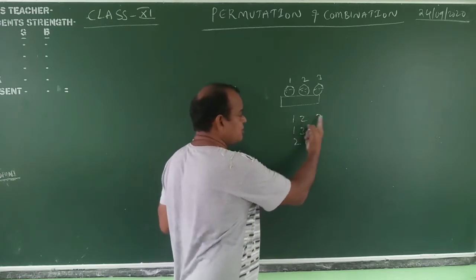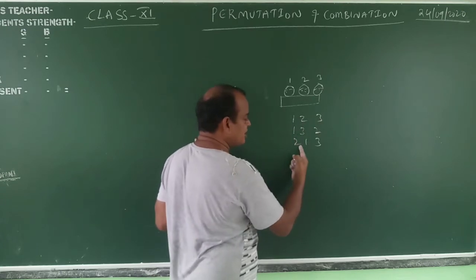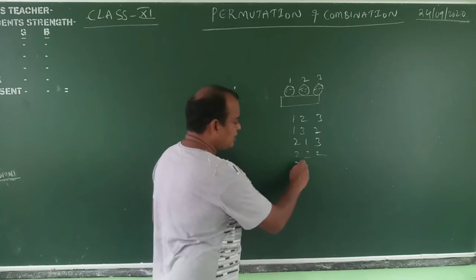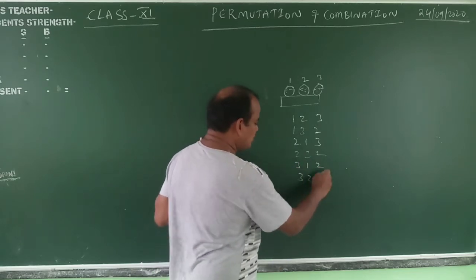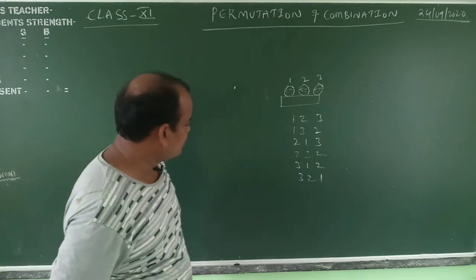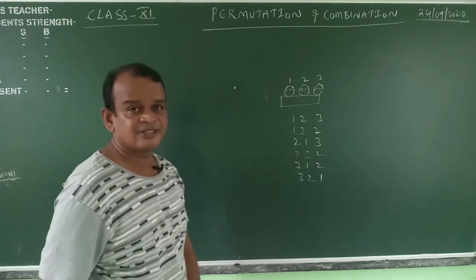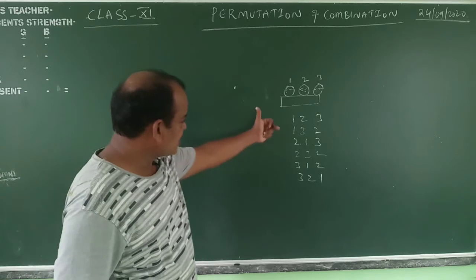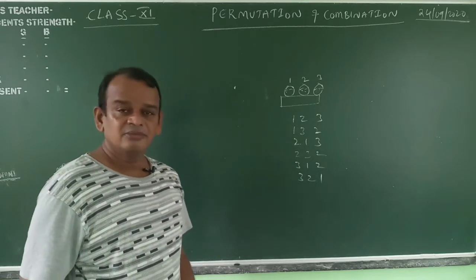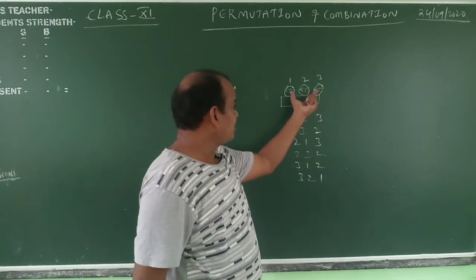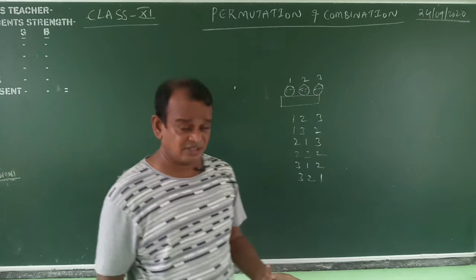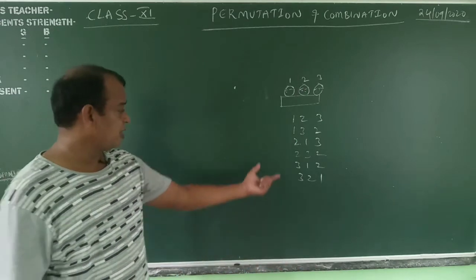First student, second student, third student. First, third, 2. Second, 1, 3. Next, second, 3, 2. 3, 1, 2. 3, 2, 1. Observe that these are all our different arrangements. How many arrangements are there? 1, 2, 3, 4, 5, 6 arrangements. Whenever we arrange the 3 students on a bench in different ways, how many ways can we arrange them?